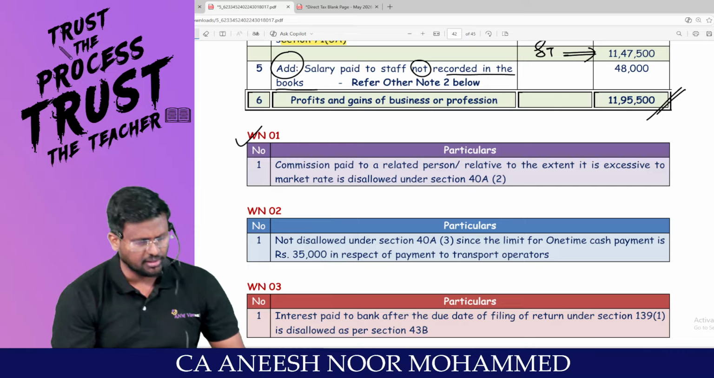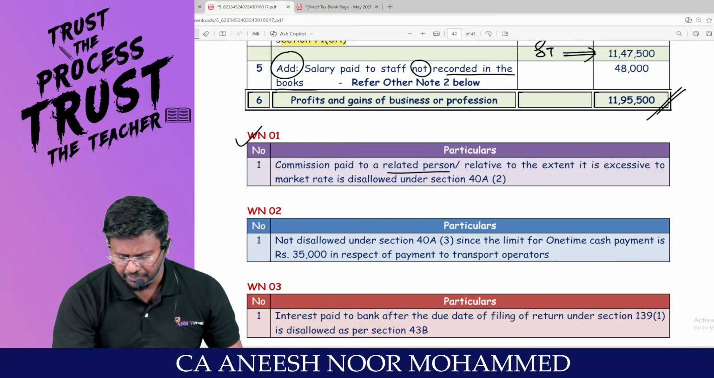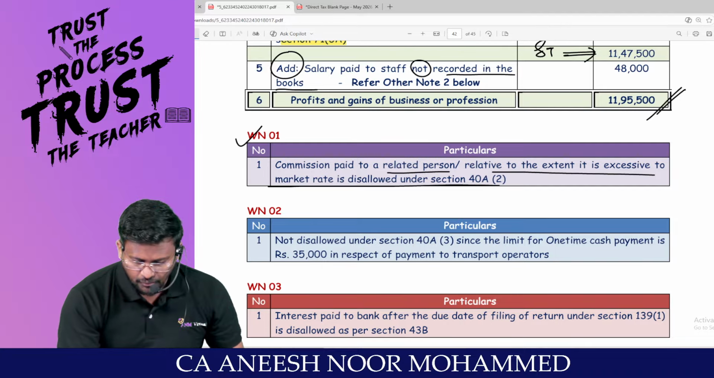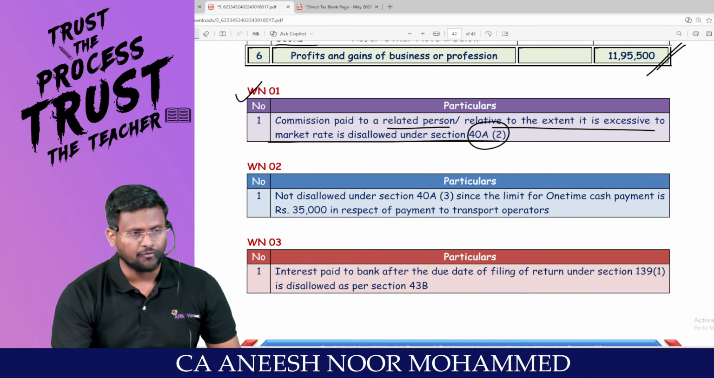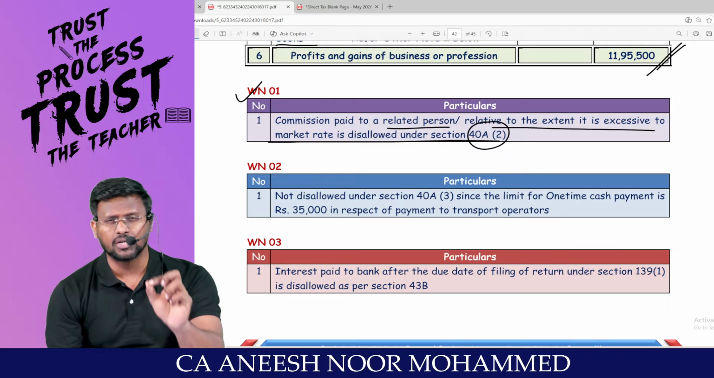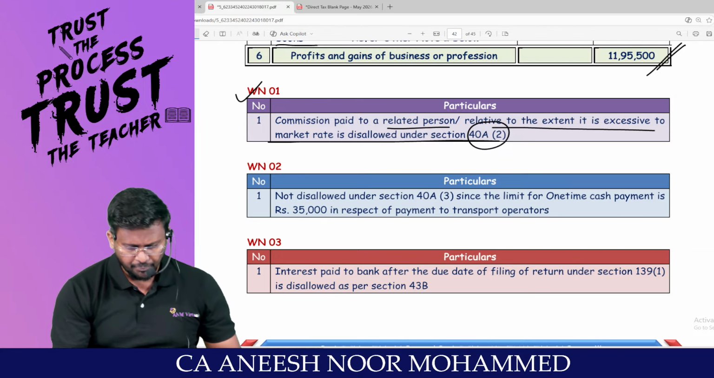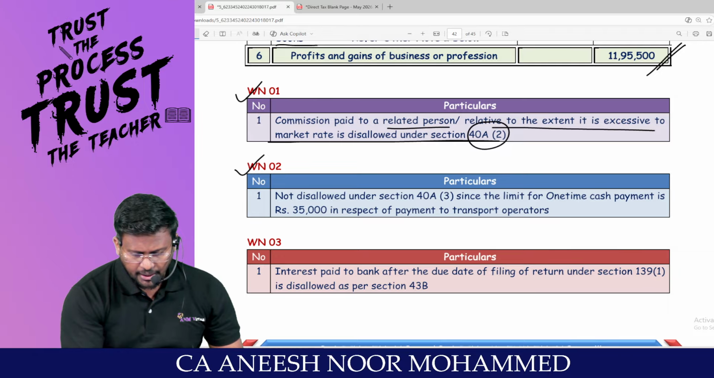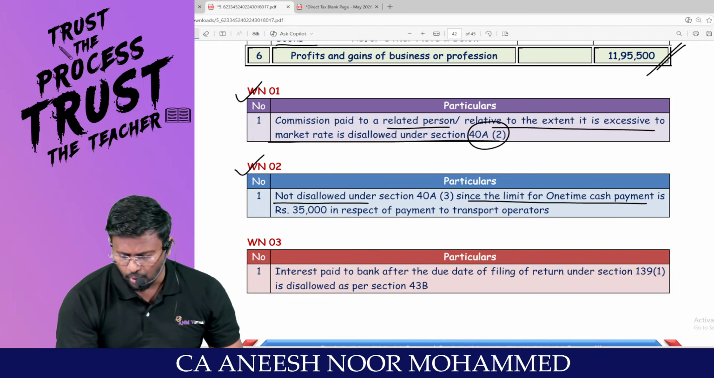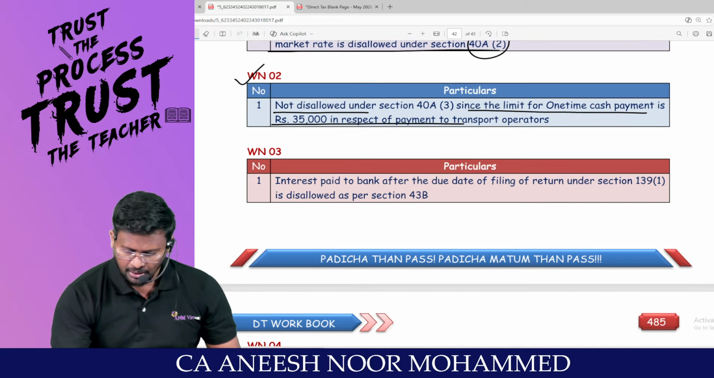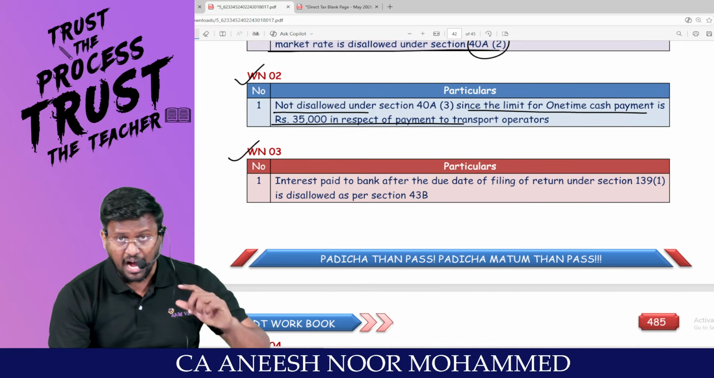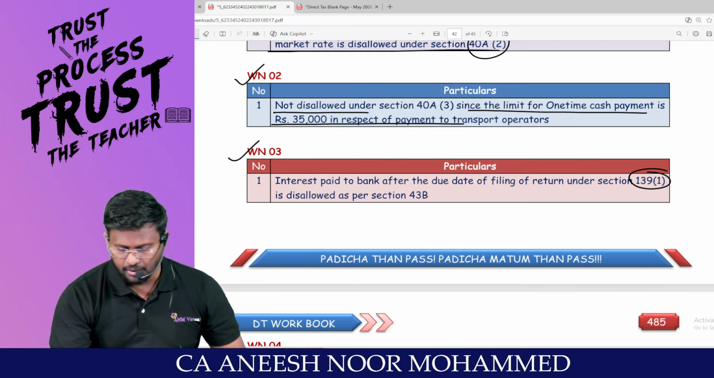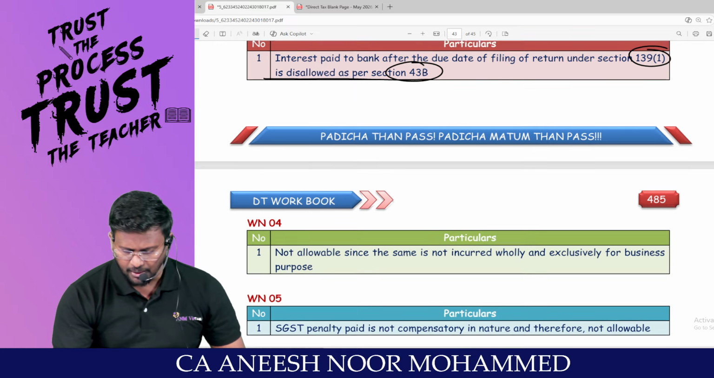These notes are very easy. Commission paid to related person or relative, to the extent it is excessive over market rate, is disallowed under 40A(2). That is the reason why that extra 10,000 has been added back. Following 40A(3), GTA is not disallowed because in a single day the one-time cash payment limit is 35,000. Interest paid to bank after the due date of filing return under 139(1) is disallowed as per section 43B.